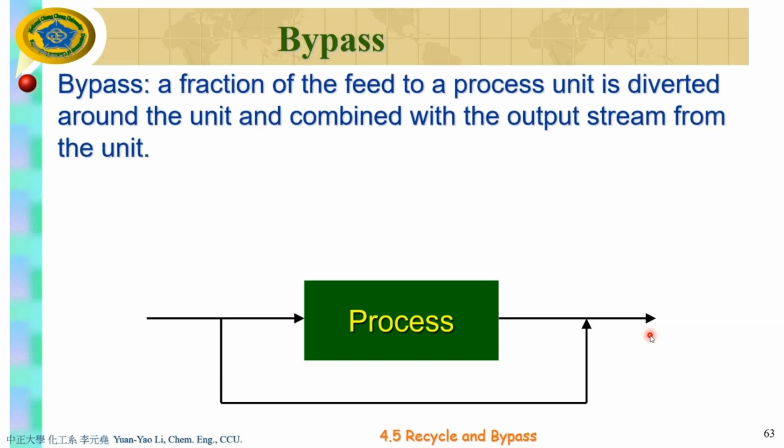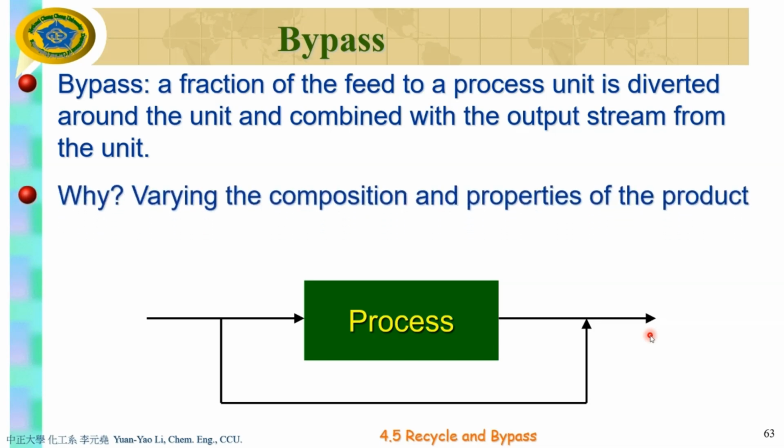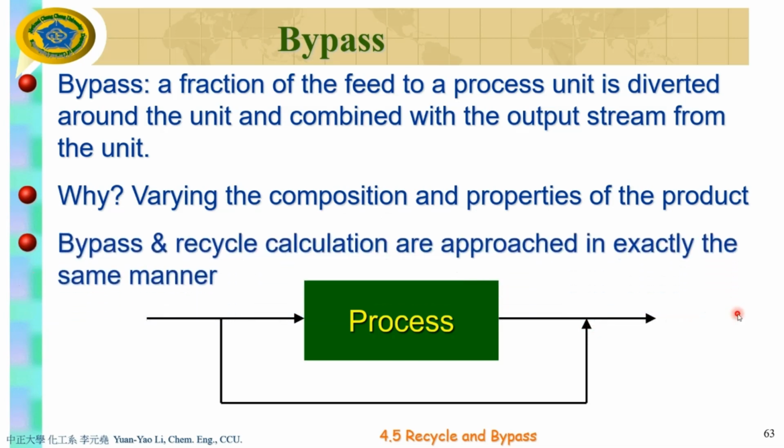So the definition of bypass is that a fraction of the feed to a process unit is diverted around the unit and combined with the output stream from the unit. This sentence is beautiful. After you read this sentence, you understand this completely, right? So why? We want to vary the composition and the properties of the product. We want to vary the products by using this process. We want to change the composition and we want to change the property.